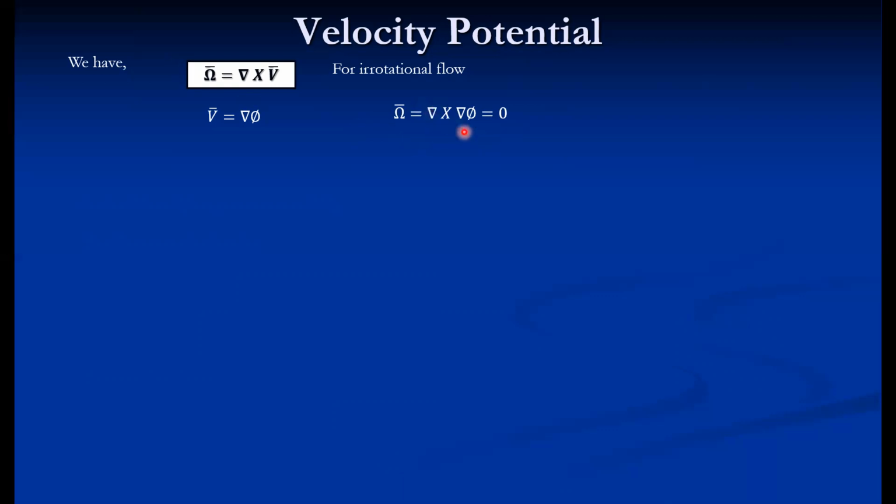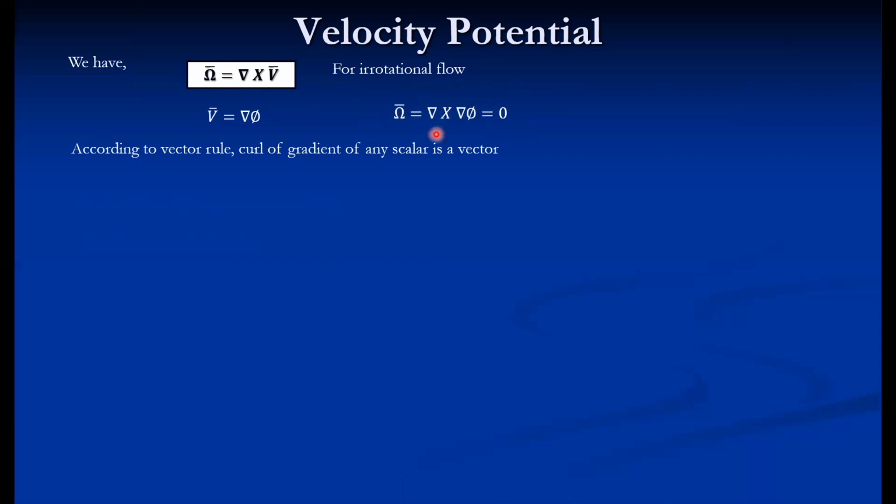So as per the definition of vector rule, or according to the vector rule, the curl of gradient of any scalar quantity is always zero. So what it indicates is, if we add this particular term in this expression, the vorticity vector becomes zero. And for which type of flow is the vorticity vector zero? That is for irrotational flow. So for irrotational flow, the vorticity vector is zero.